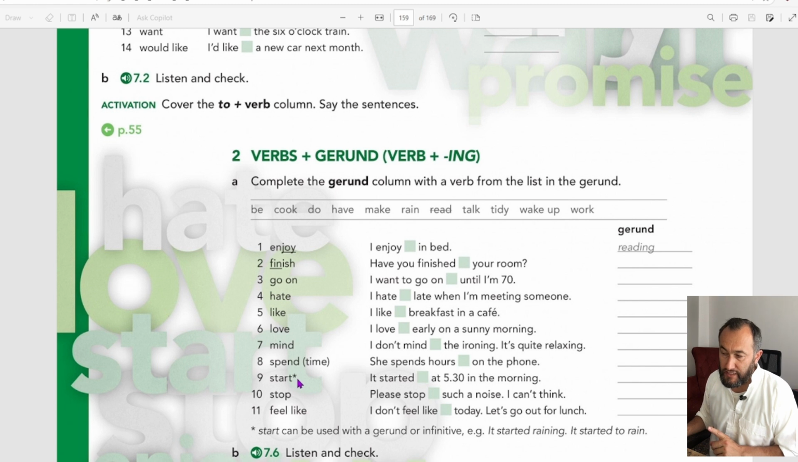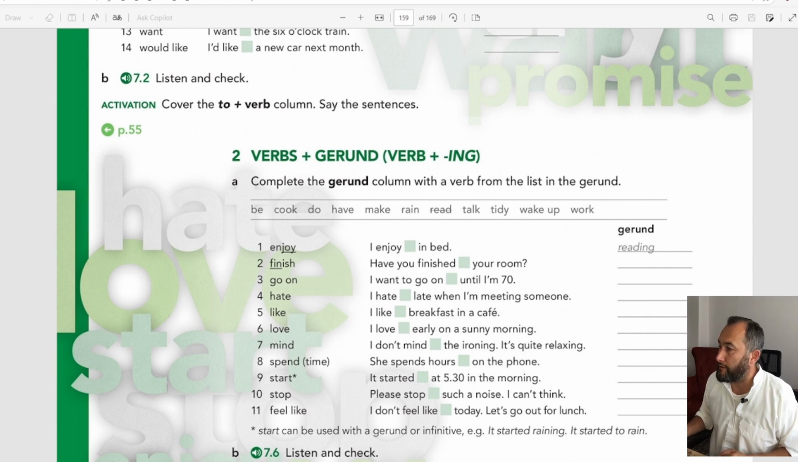Here we got an asterisk, number 9, as you can see. Why is there an asterisk? Because with this verb, start, I can use gerund or infinitive with to. No problem, same meaning. Like, it started raining, which is gerund, or it started to rain. Right, so they are the 11 verbs.